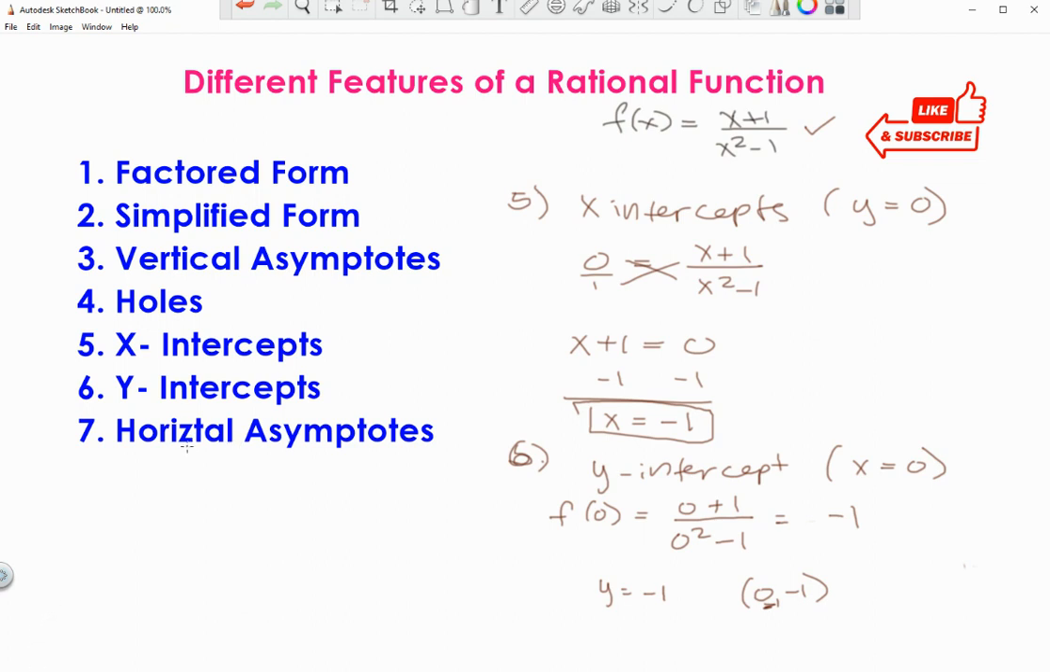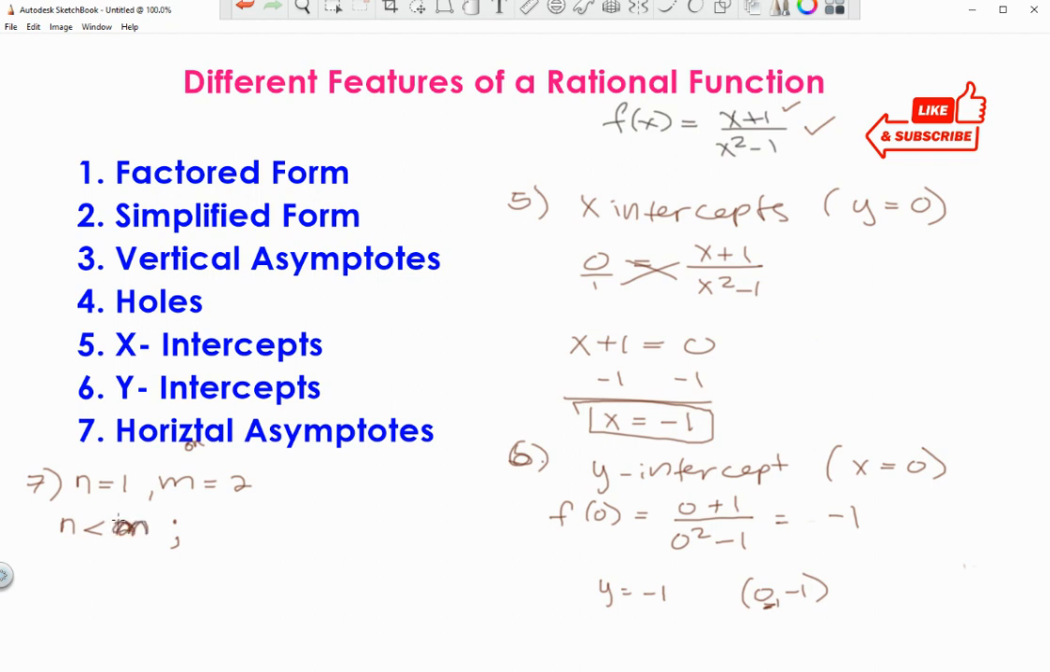Okay, horizontal asymptote, I misspelled the horizontal and I missed the "on". Okay, horizontal asymptote, there should be an "on" there. All right, number 7. For our horizontal asymptote, we need to compare the degrees. What's the degree of the numerator? We will call it n, that's equal to 1. The degree of the denominator is 2, m equals 2. Because 1 is less than 2, n is less than m.